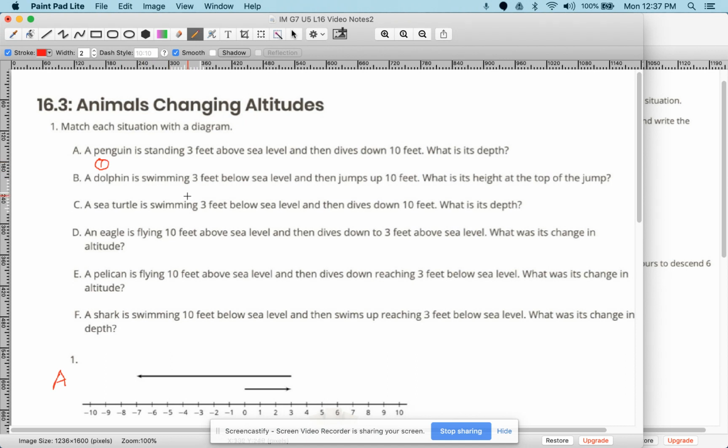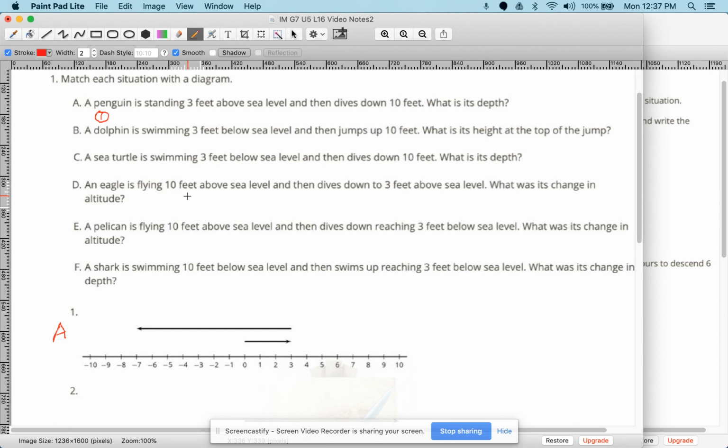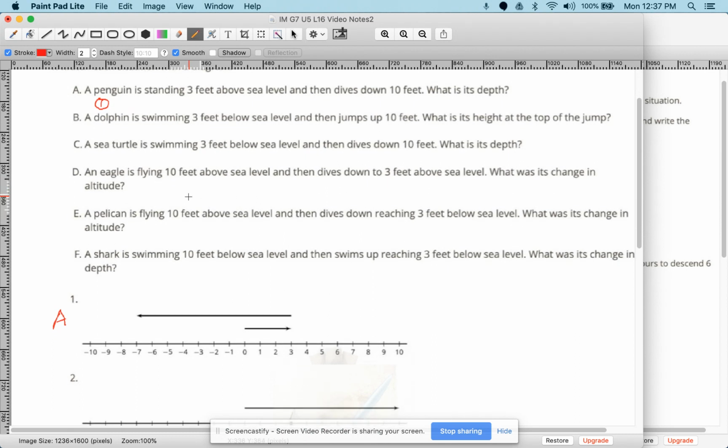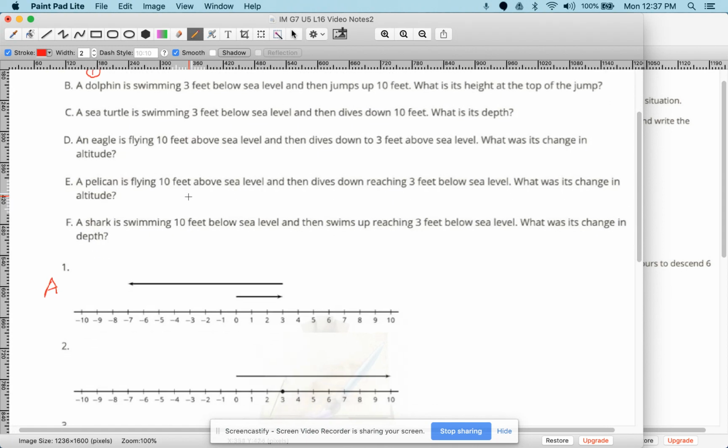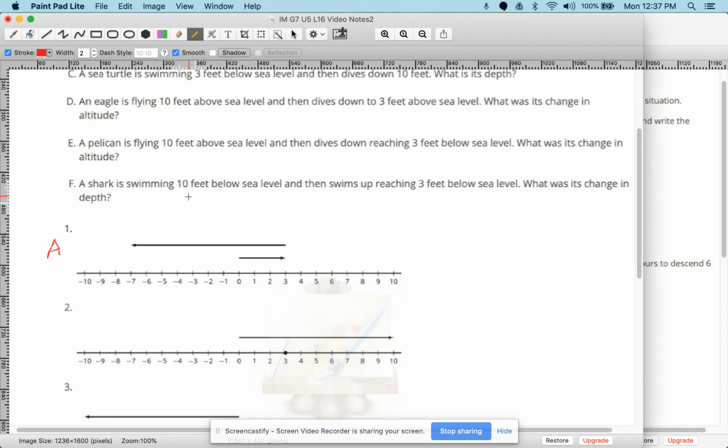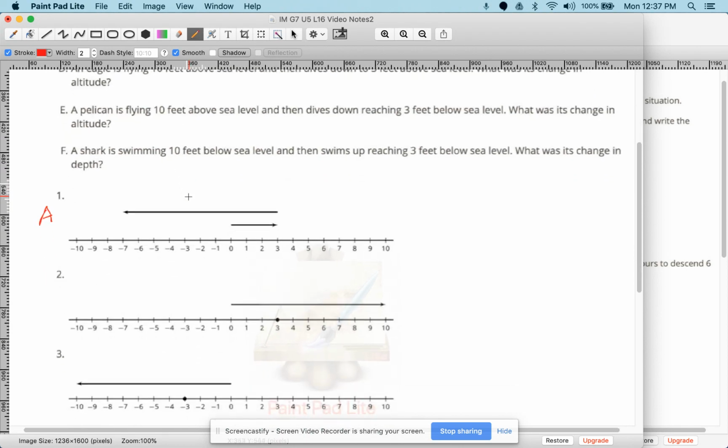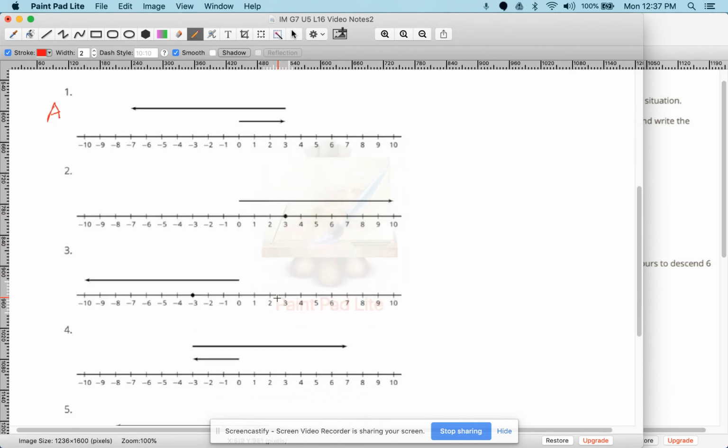All right, part B says a dolphin is swimming 3 feet below the sea level and jumps up 10 feet. So we've got 3 feet below, and we're starting at 3 feet below, and we're jumping up. So we need to find something that starts 3 feet below. Here, this starts 3 feet, but it's above. So we've got 3 feet below, and it looks like there's a 10, but we need to see something jumping up, so it's going to go the opposite way.